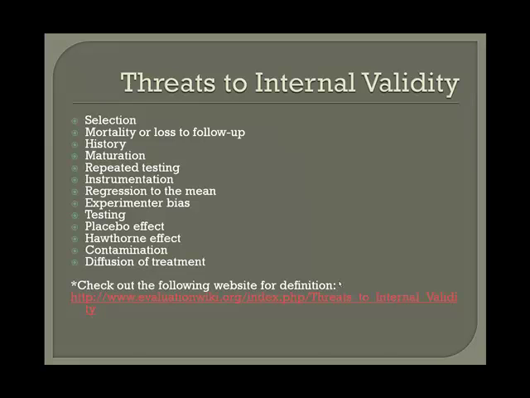Eighth is experimenter bias. Sometimes it is us evaluators who have some bias. We may have expectations of an outcome that may inadvertently influence our participants or cause the experimenter or evaluator to view data in a different way.